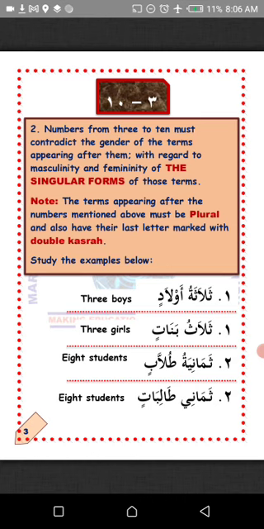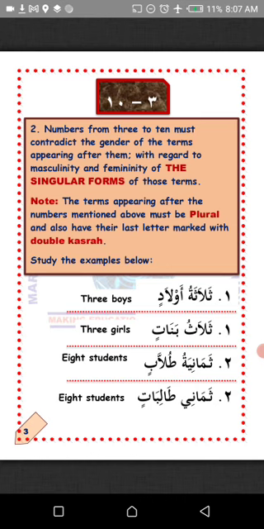Okay, now talking about the female parts. Thalathu banatin, 3 girls. So we assign a masculine number because what is being counted is mu'annas.